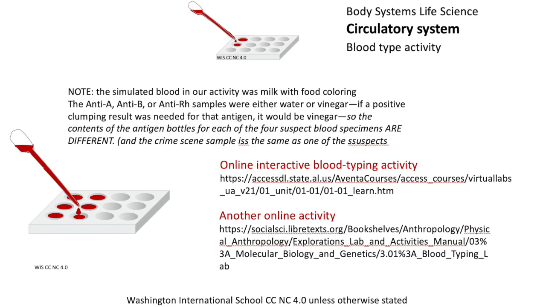And the simulated blood was milk with food colouring. The anti-AB or rhesus samples were either water or vinegar. And if a positive sample test and clumping results, it would be vinegar that's been added. So the contents of the labelled antigen bottles for each of the 4 suspects are different, and indeed for the crime scene.